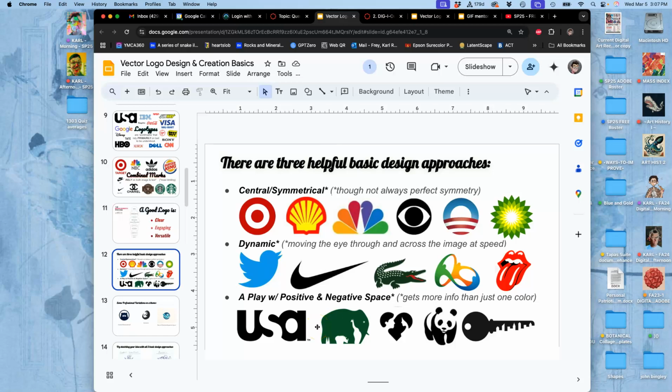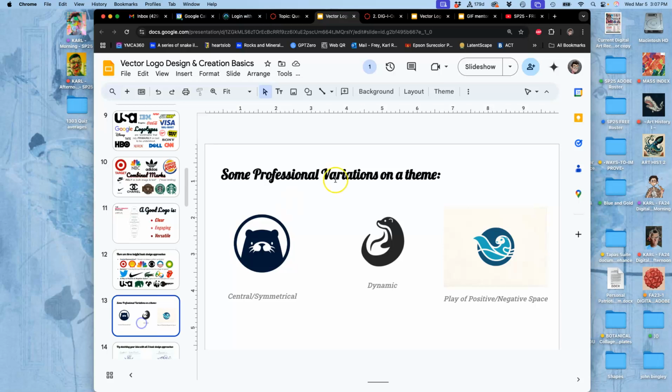Okay. So what does a professional example of these look like? This is for an otter. These are pretty standard kind of clip art vector logos, but here's a central symmetrical otter logo. Just black shapes, right? Here's a dynamic, just black shapes otter logo. And this could work as just black shapes. I think it would actually work even better. It's an animation and he blinks.